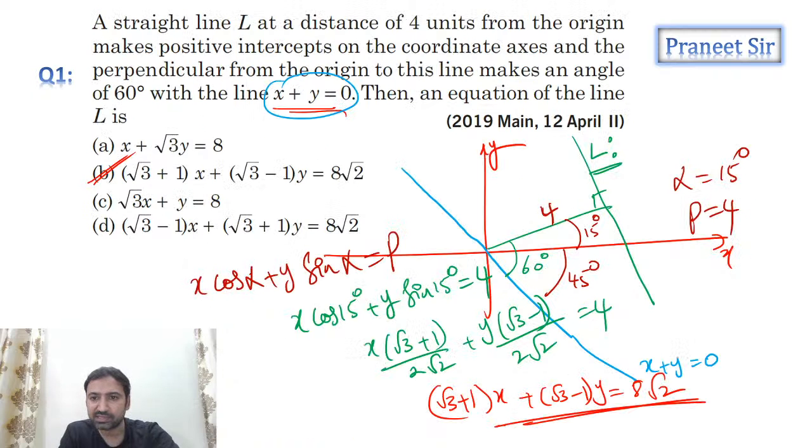So which one should be the answer? Chalo, one second, let me check it. So option D is the answer, but we got B. Somewhere we made a mistake, I think.